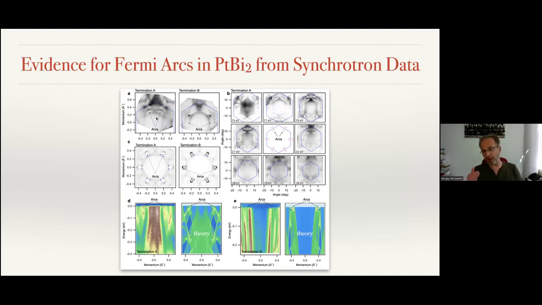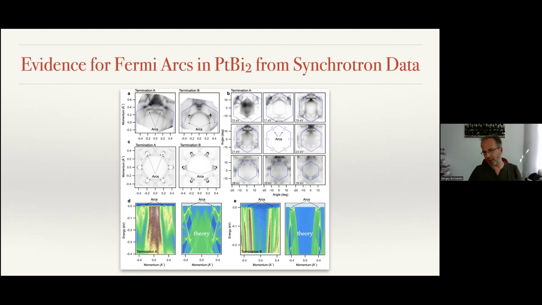That's why this time we concentrated on very low photon energies, because the lower the photon energy, the lower the kinetic energy. The lower the kinetic energy of the photoelectrons, the higher the resolution. And I think these data are taken with, I think, 12 electron volts. And here you start to see arcs, these small points, here.